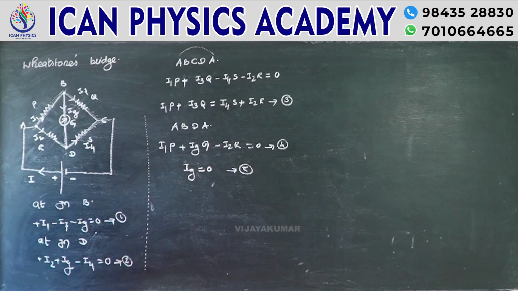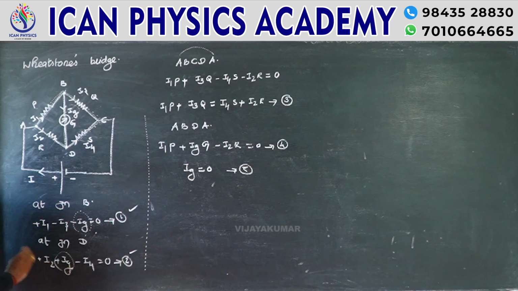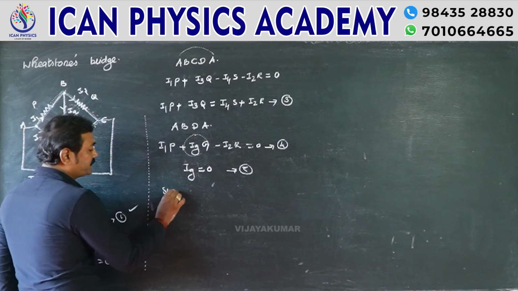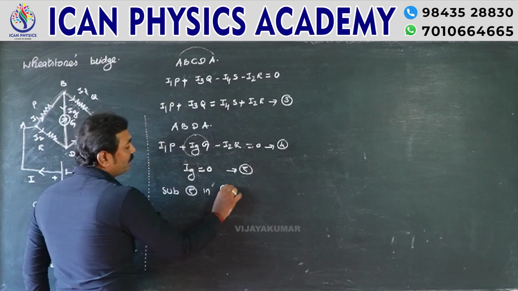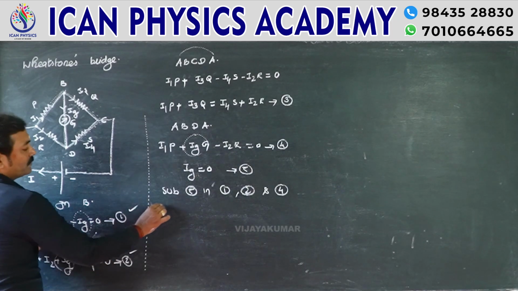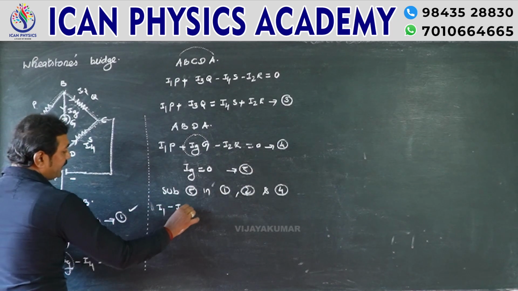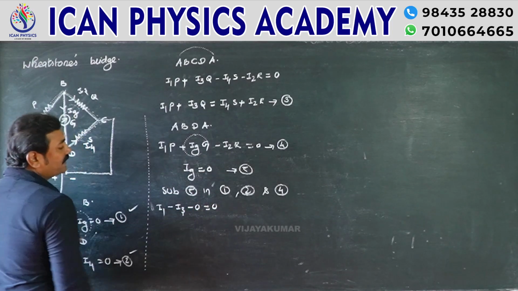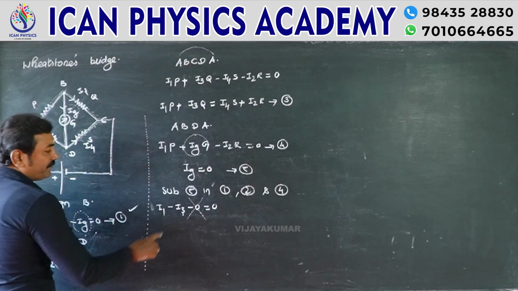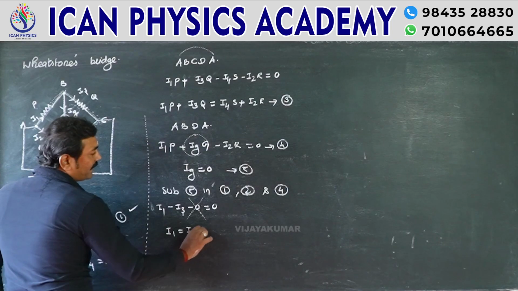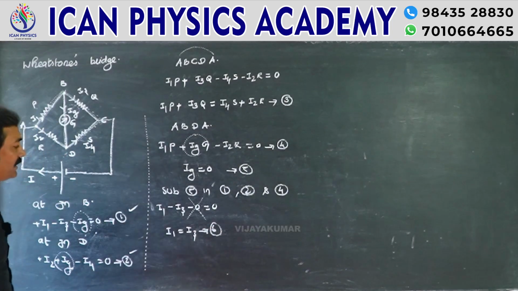The first equation involves Ig, the second equation involves Ig, and the fourth equation involves Ig. So substitute 5 in 1, 2 and 4. When you substitute the value, it becomes I1 minus I3 minus Ig. What is the value of Ig? 0, equal to 0. So here 0 has no meaning. The minus I3 goes to the right side as plus I3. So I1 equal to I3. Now it's taken as equation number 6.